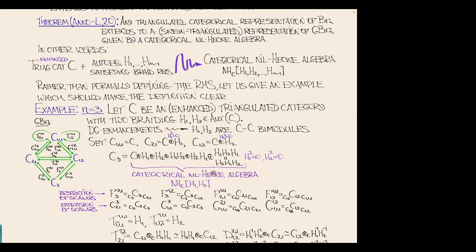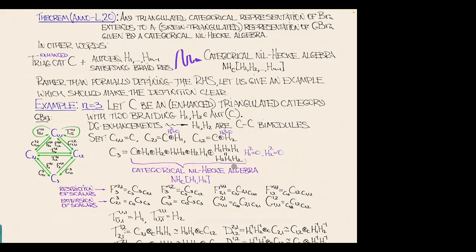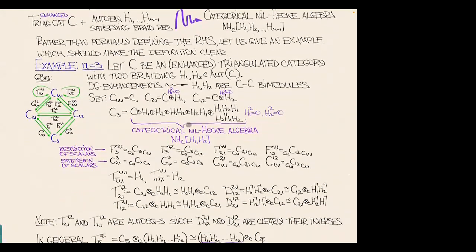So what we get is a categorical analog of Nil-Hecke algebra. What you do is you take braid relations and impose extra relations that the square of each of your generators is zero. So once I have these, now these are all algebras in a category of C-C bimodules.